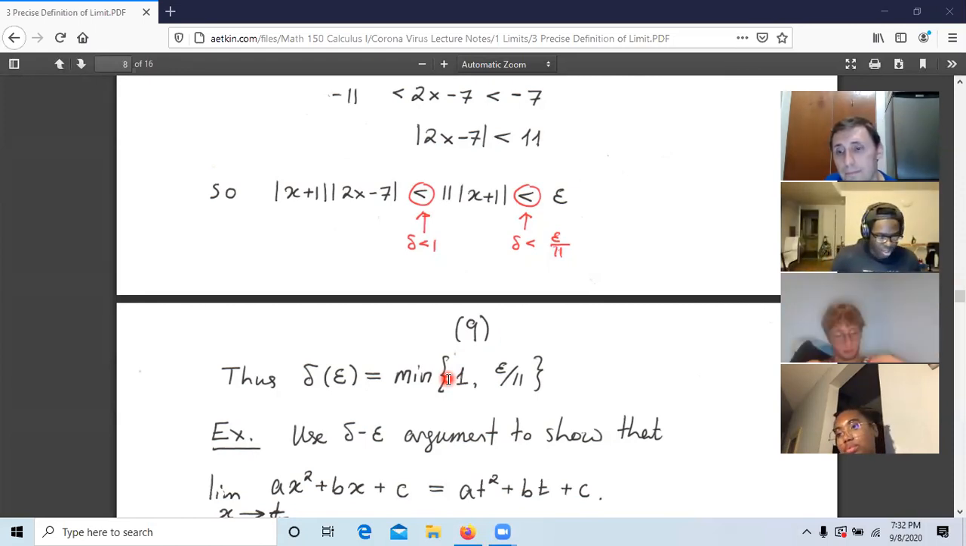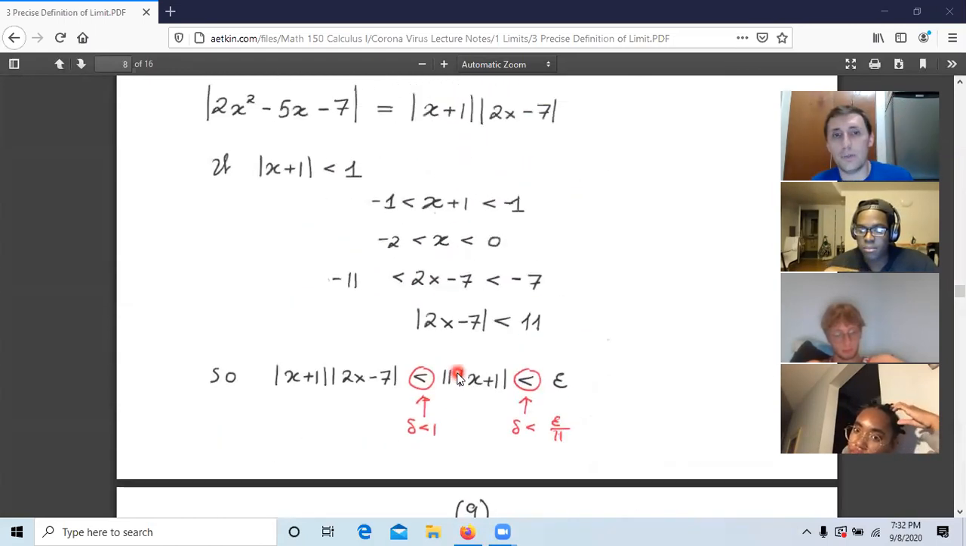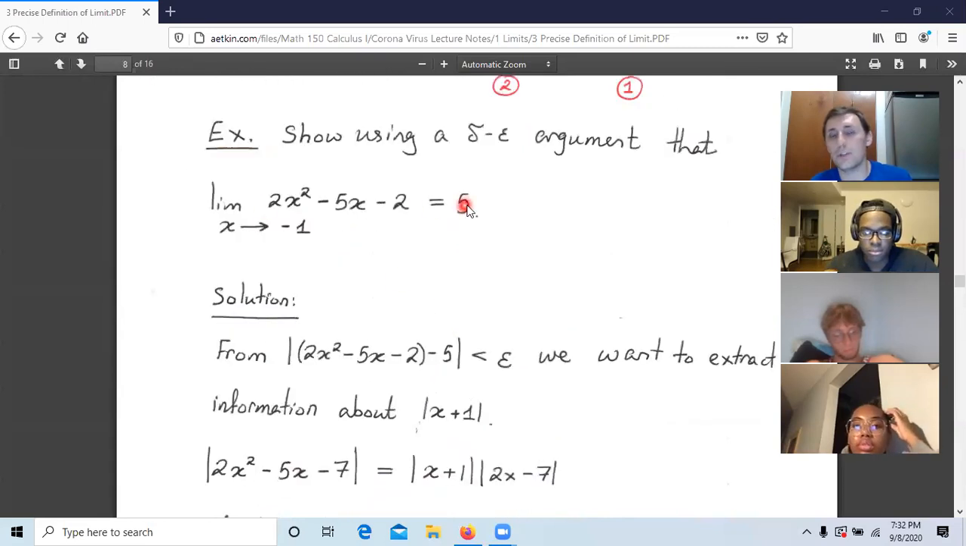Go ahead. So what happens, because I did something stupid, but what happens if you won't get something that's easily factored, like 2x minus 5x minus 4? Do you still have to factor that? Well, you see, we're going to move beyond that. You see, delta epsilon arguments are not useful for such questions at all.